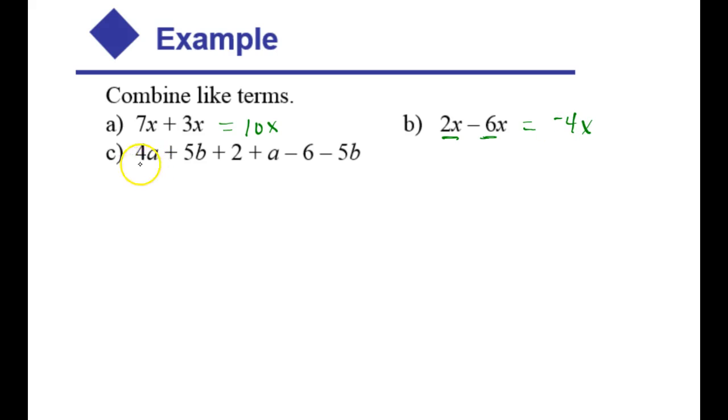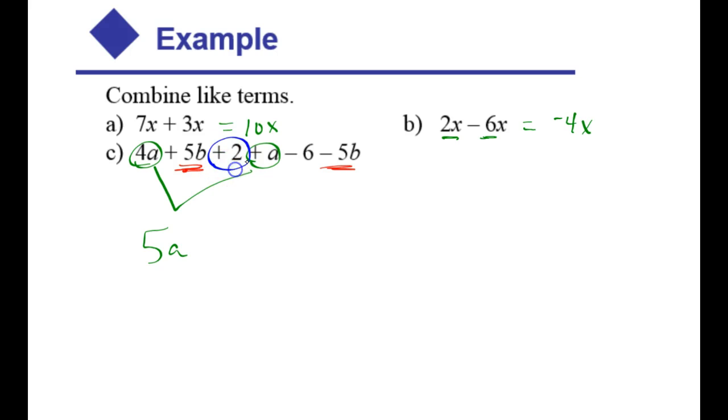I'm going to combine here, let's see, 4 A's and another A for a total of 5 A's. I'll continue with the B terms. Looks like they cancel because positive 5 and a negative 5 is just 0. So I don't have to write any B terms whatsoever.